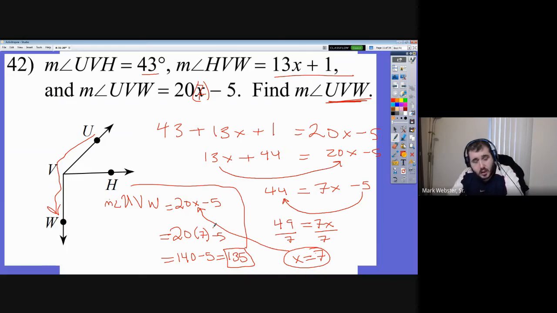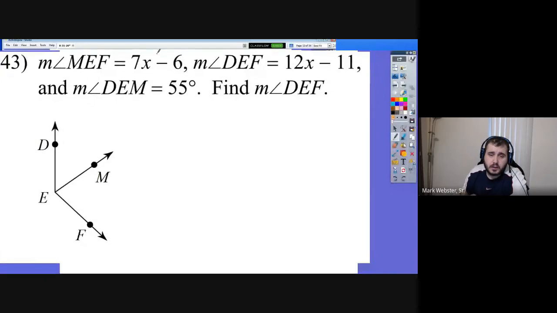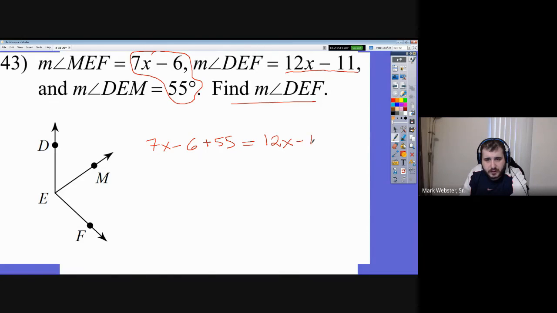Okay, last one. Number 43. So same thing. DEM and MEF are going to add up to DEF, and DEF is what we're trying to find. So we're going to add these two together and set it equal to this one. We got 7x minus 6 part plus 55 equals 12x minus 11.